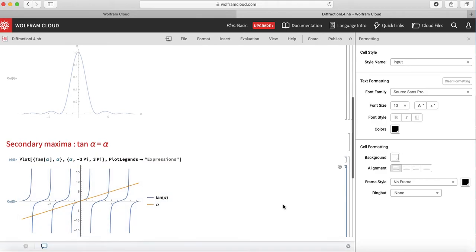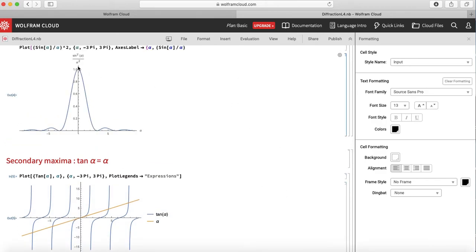Okay, can you see here? This was my previous curve. See, I have drawn on the same scale. At alpha is equal to 0, we got the intersection here, but this is a maxima. Okay, and another intersection. So basically this blue curve is the tan alpha curve, and this orange curve is y is equal to alpha, straight line. The intersection points of these two curves will give me secondary maxima.